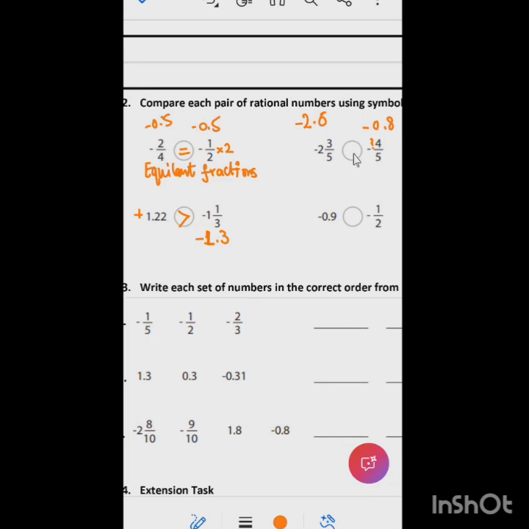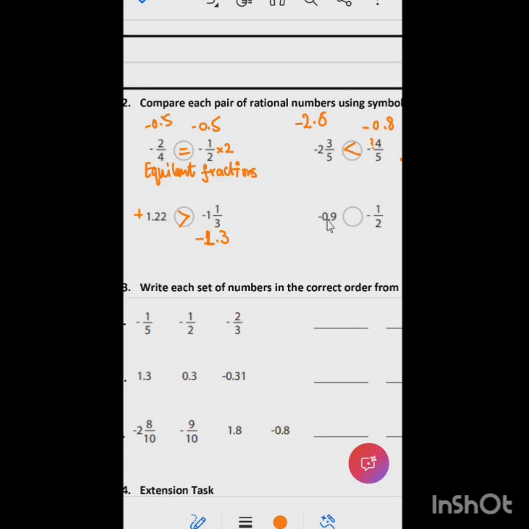So we know that in absolute terms this side is smaller and this is bigger, because there are negative signs. So in negative numbers, the bigger the number, the smaller the value; the lesser the number, the bigger the value. Very good. So which symbol will come? Minus 0.8 is bigger. That's right.